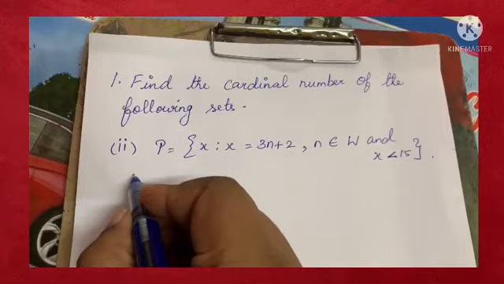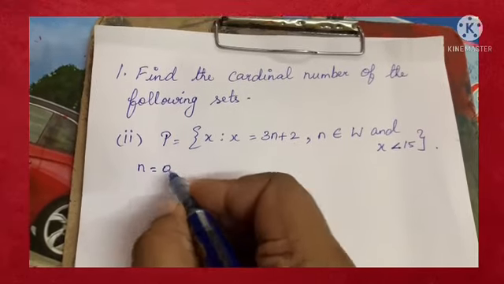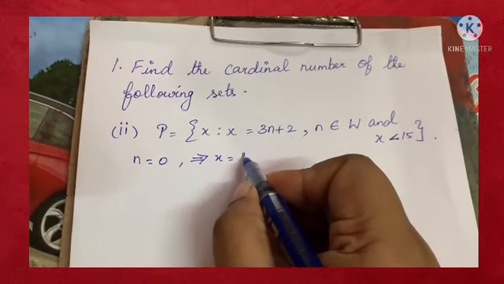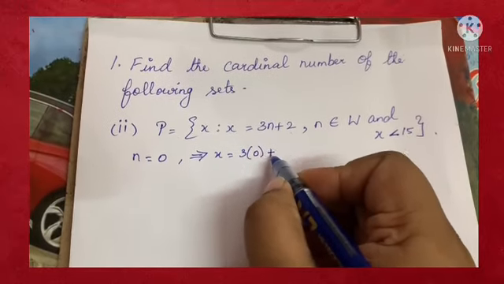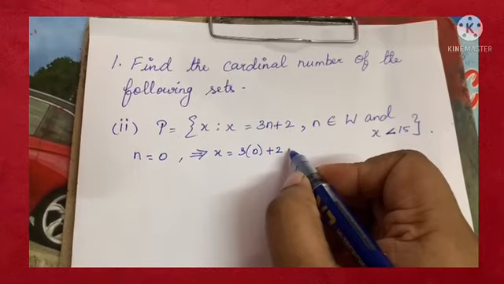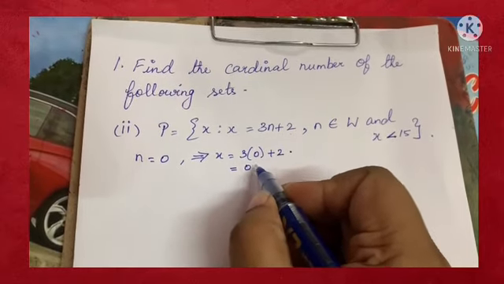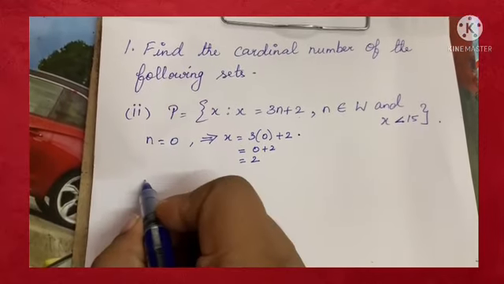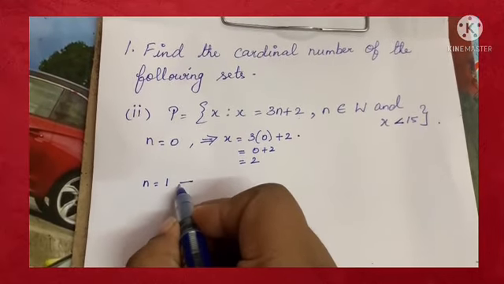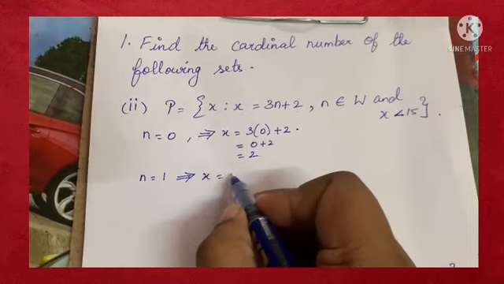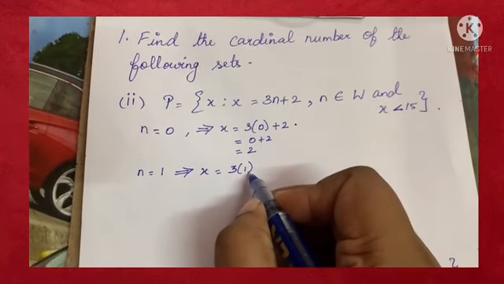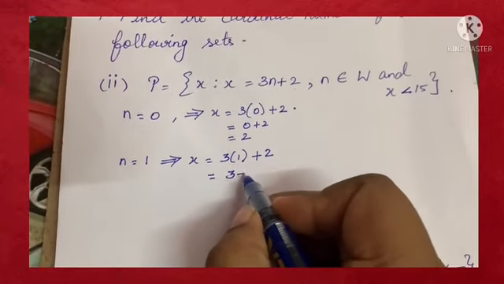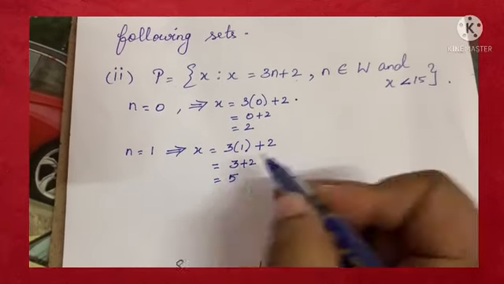So what we will do is, when n is 0, we will get X is equal to 3 into 0 plus 2. So I will get my X as 2. And next we will try with n. If it is 1, what will I get? X is equal to 3 into 1 plus 2, which is 3 plus 2, 5.